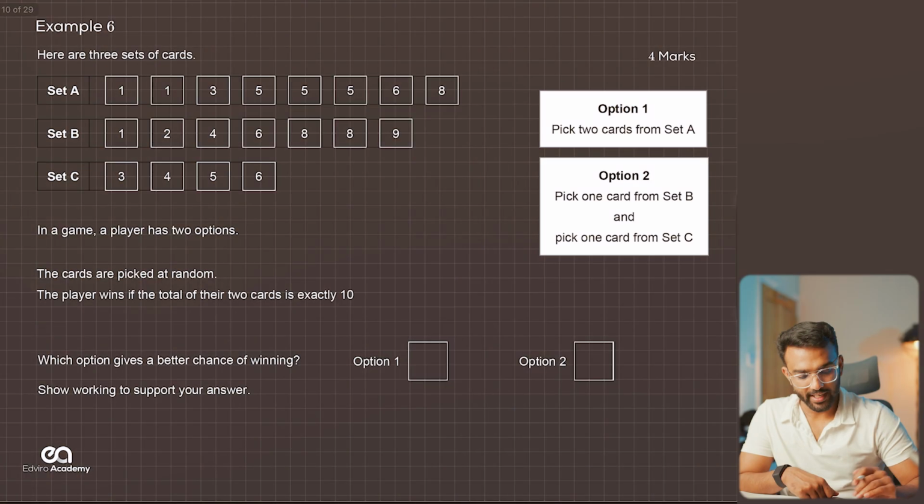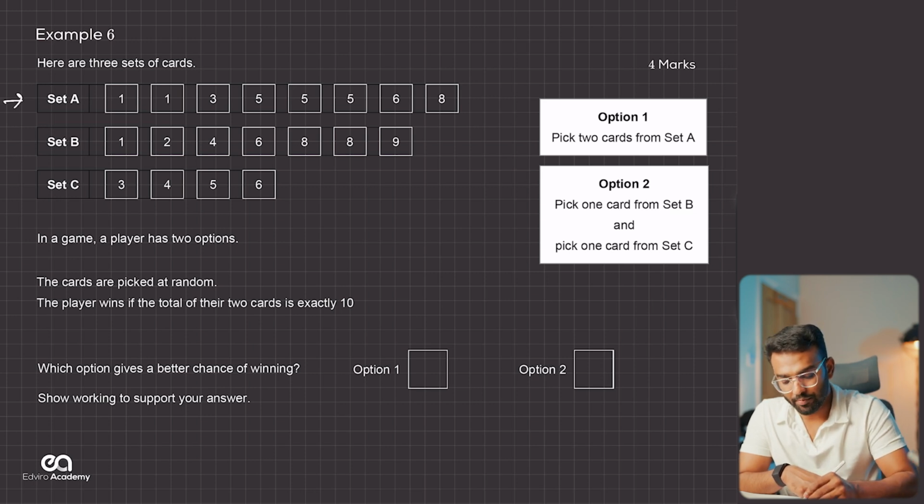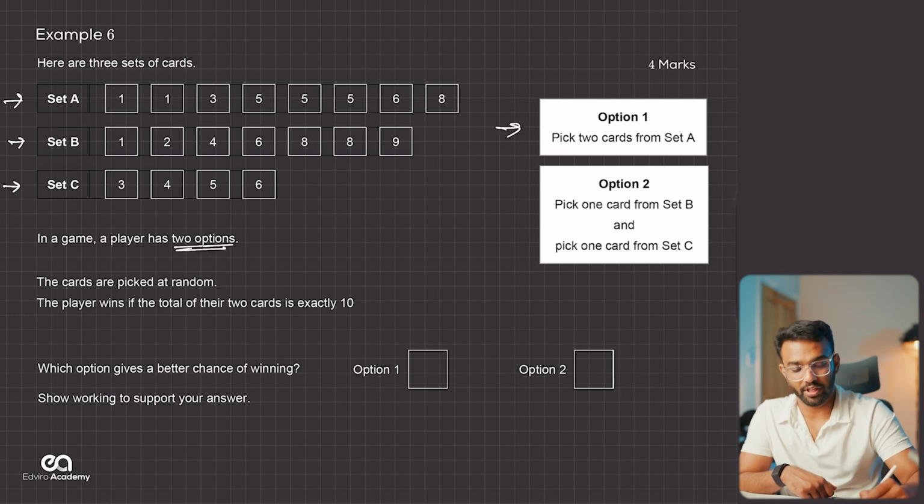Thanks for watching. Okay, so here we have a probability question coming up, and let's see how this is done. Here are 3 sets of cards: set A, set B, and set C. Now, in a game, a player has 2 options. Both options are given right there.